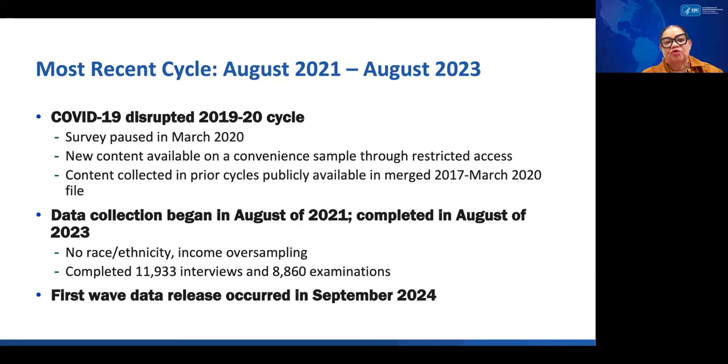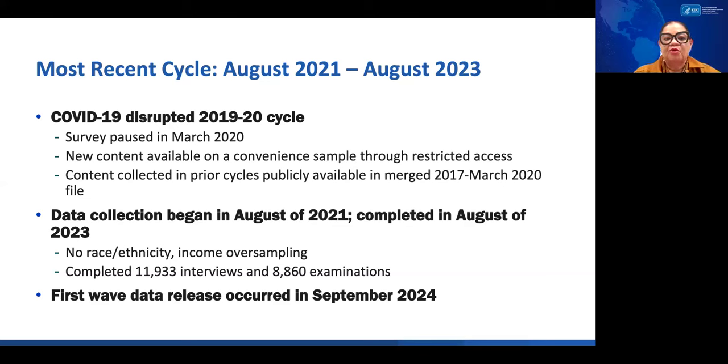And then one of the things I wanted to talk about: we know the impact that COVID had on the community. And so this is all the more reason to make sure that we're being as inclusive as possible with respect to the data that we collected. For the oral health component, we actually had to pause efforts in March 2020, and then we were able to use part of that data for 2019-2020.